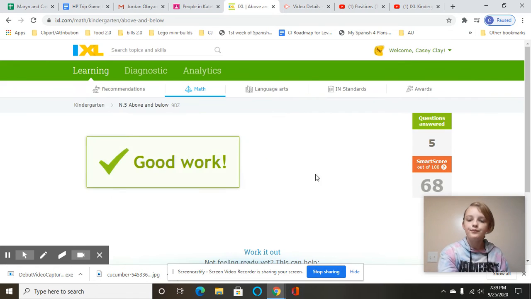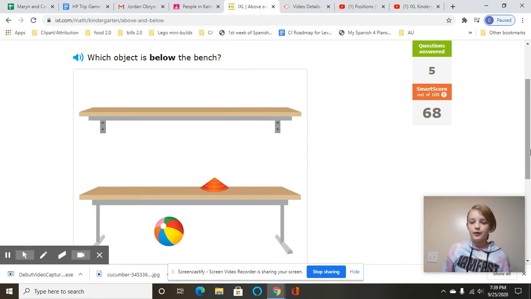Let's click that. Here are some things to remember. Above is higher than, below is lower than. One more time. Above is higher than, below is lower than.